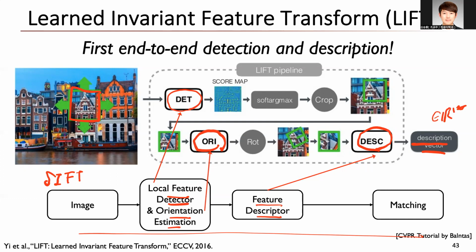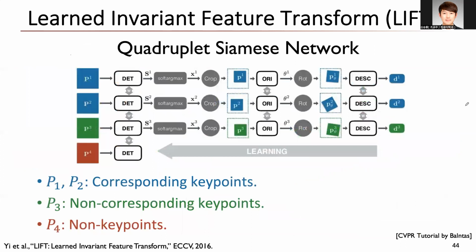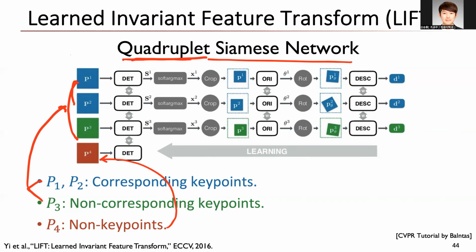Then, how to train this network? They proposed a quadruplet Siamese network, not a triplet anymore. In this paper, they also consider the positive samples and negative samples, but they additionally consider the non-keypoint. It's not a keypoint anymore. It's just like a homogeneous region or a textureless region.